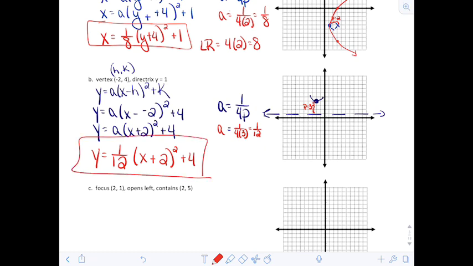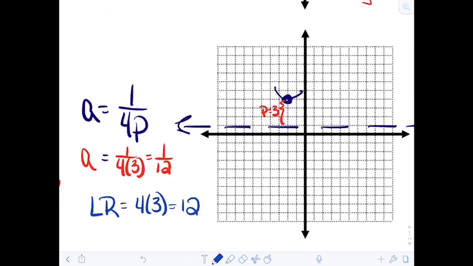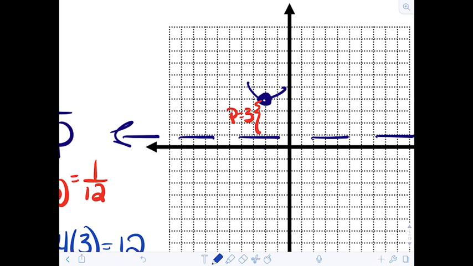And to finish graphing, we want to remember that LR is 4 times p, or 3, which is 12. So from the focus, which has to be 3 up, 1, 2, 3, the focus is right here. And so I want the total distance across from side to side through the focus to be 12, so I'm going to count 6 to the right and 6 to the left. 1, 2, 3, 4, 5, 6. 1, 2, 3, 4, 5, 6.